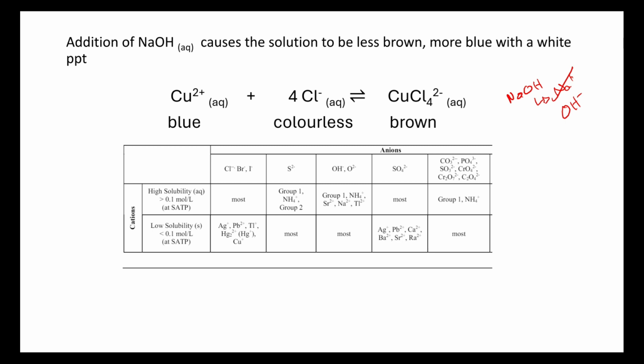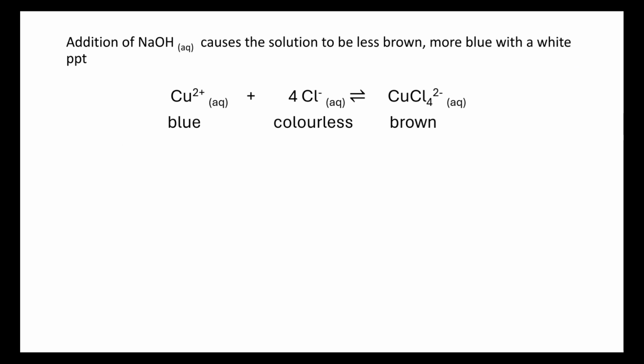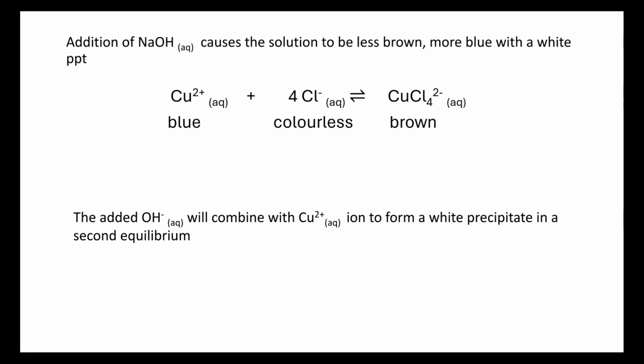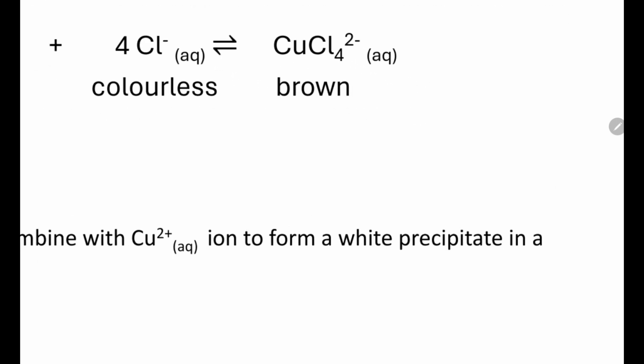And so we can bring up our solubility table and look for hydroxide, and we see most are insoluble. We can see that copper(II) ion will form an insoluble precipitate with hydroxide ion. So therefore, what we can say is that the added hydroxide ion would combine with my copper(II) ion to form a precipitate in the secondary equilibrium. So now I'm stating what the thing added will interact with in my main equilibrium.